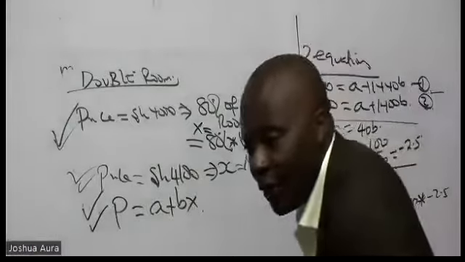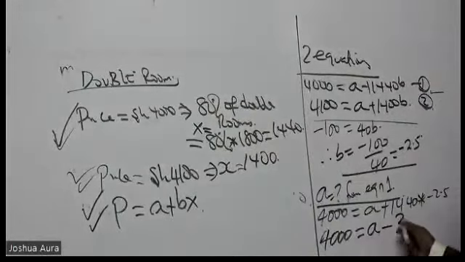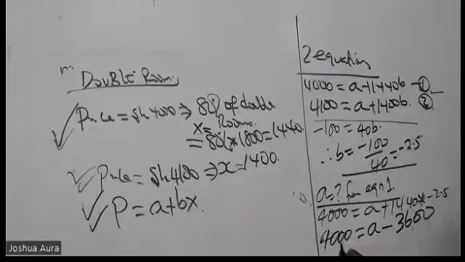Yes, so we have minus 3,600. Let this cross over the equal sign. When it crosses over the equal sign, it becomes positive, right? So A equals 4,000 plus 3,600, which is 7,600. That is A. And I have B.